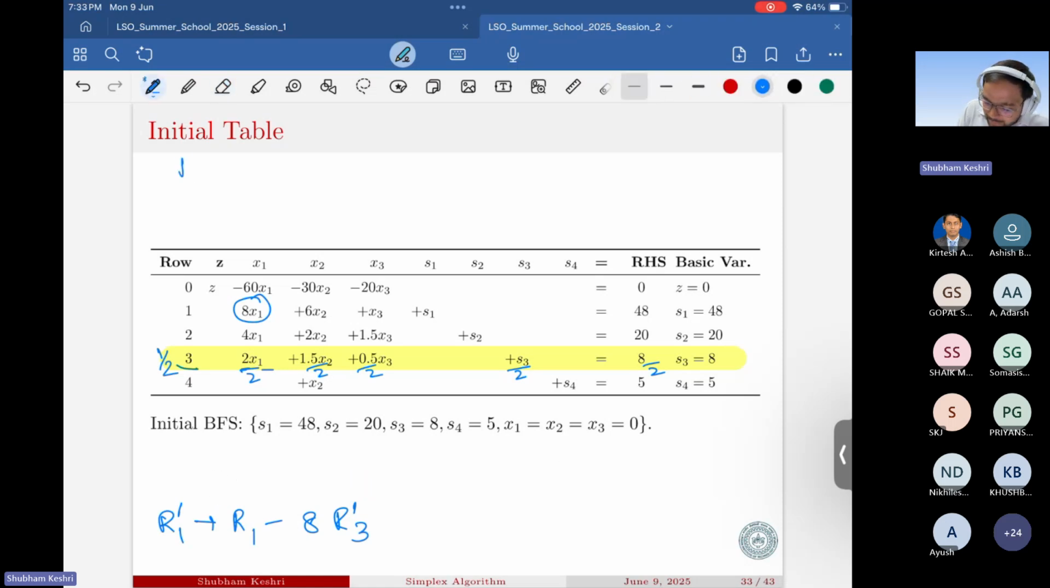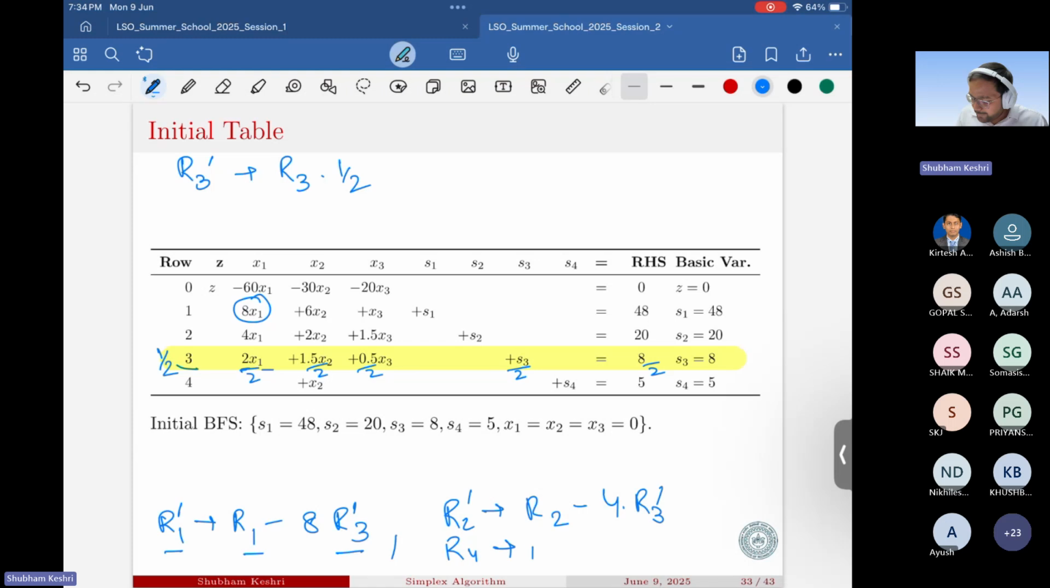So I will write it clearly. The first step we have done is row 3 dashed becomes row 3 times half. Now row 1 dash becomes row 1 minus 8 times row 3 dashed. Row 2 dashed becomes row 2 minus 4 times row 3 dashed. And row 4 is actually 0, so row 4 dashed becomes row 4. These are the elementary row operations we will do. Is it all right? Yes.